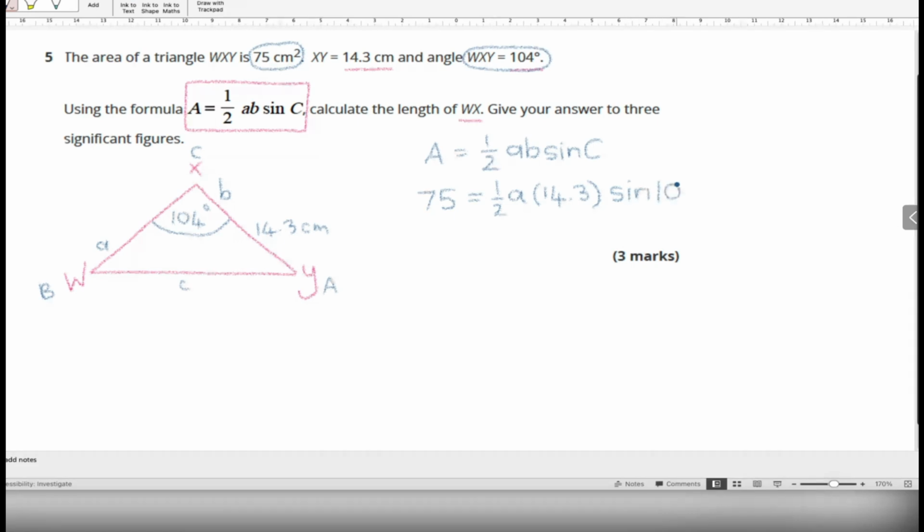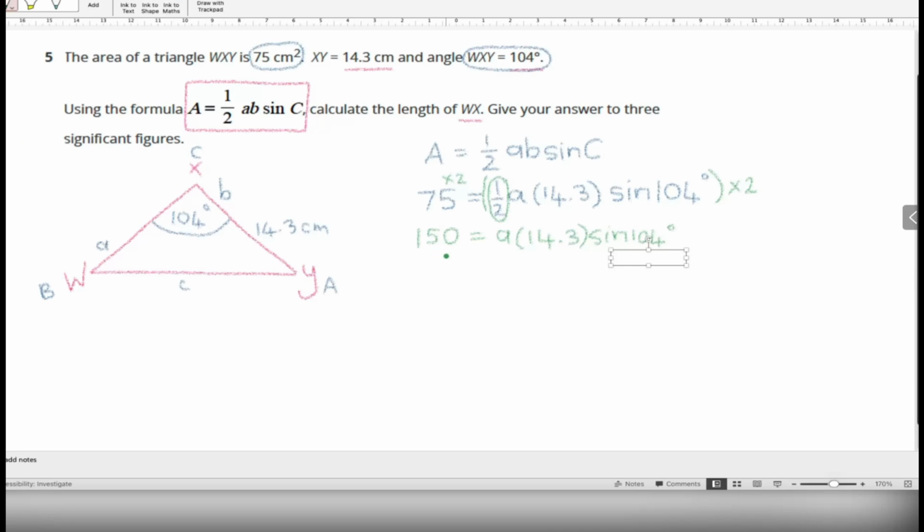So now we can rearrange this formula to make A the subject, and then we can solve for A. First, I'm going to take this fraction away, so I'm going to multiply this side by 2. A half times 2 is equal to 1, so this just becomes 1. Whatever I do on the one side, I have to do on the other side as well, so I have to multiply 75 by 2 as well. So the new equation will look like this: 150 equals A multiplied by 14.3 multiplied by the sine of 104 degrees.